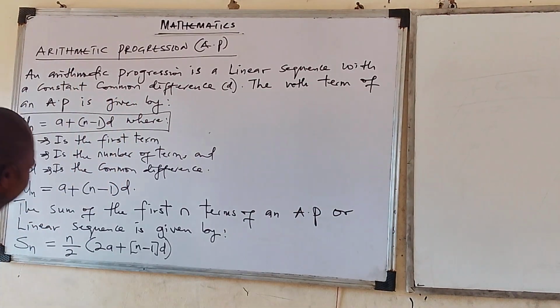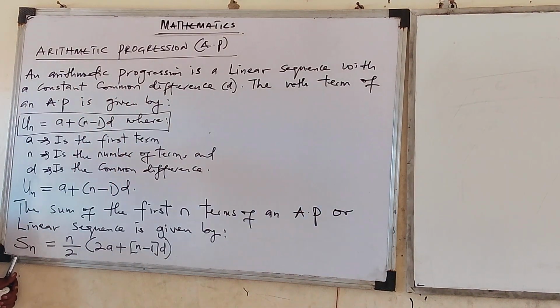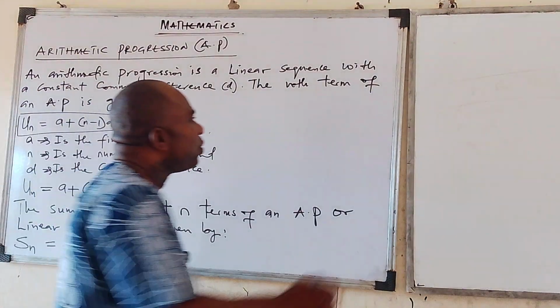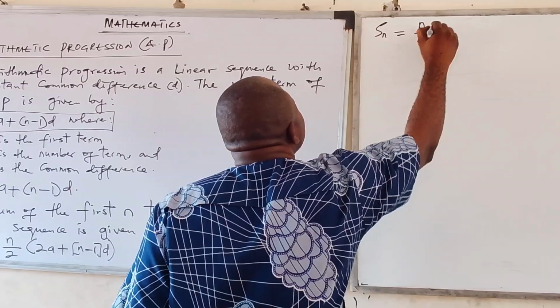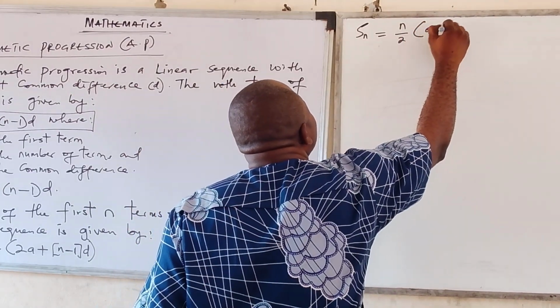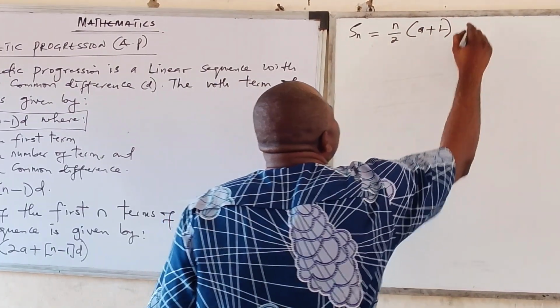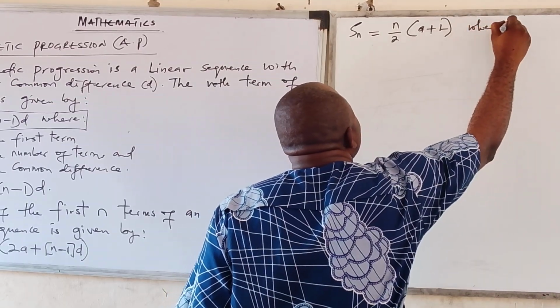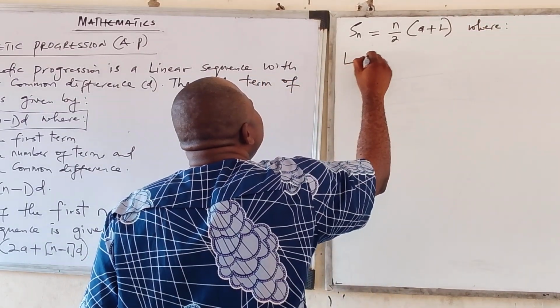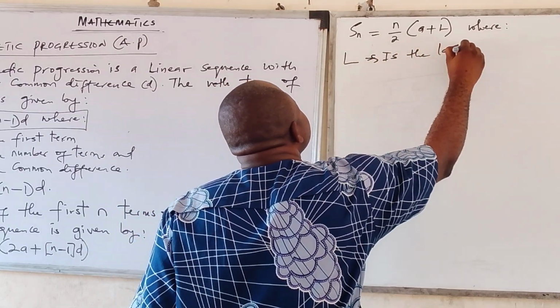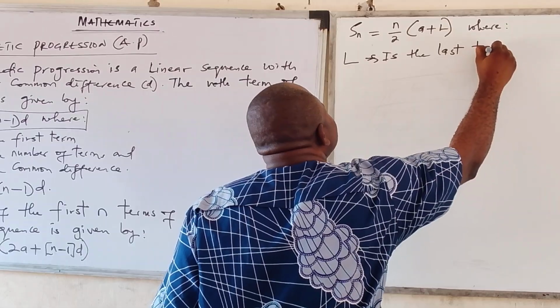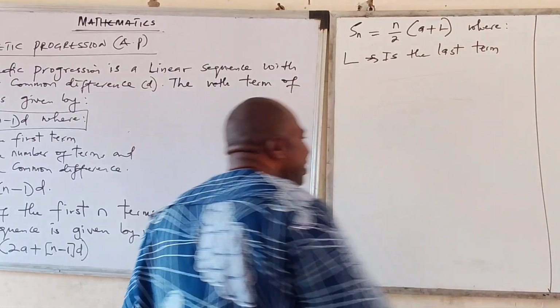Now, there's another formula that we can also use to calculate the sum of the first n terms of an AP. Now, let's look at the formula. We have Sn is equal to n all over 2, in bracket a plus l, where l is the last term.